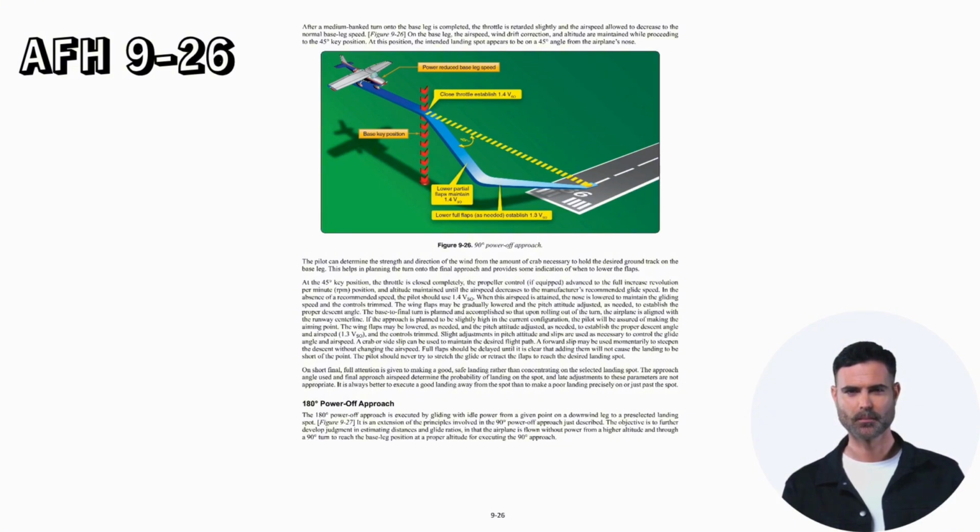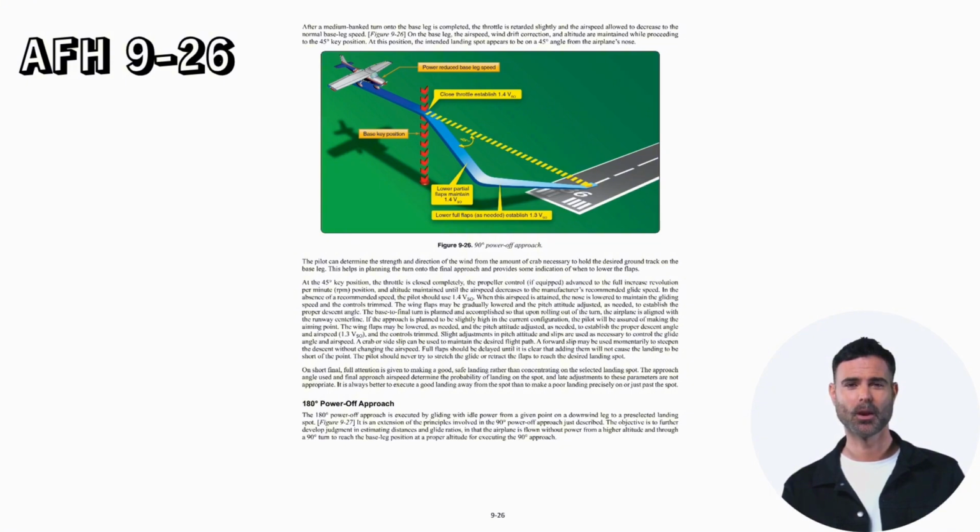Slight adjustments in pitch attitude and slips are used as necessary to control the glide angle and airspeed. A crab or side slip can be used to maintain the desired flight path. A forward slip may be used momentarily to steepen the descent without changing the airspeed. Full flaps should be delayed until it is clear that adding them will not cause the landing to be short of the point. The pilot should never try to stretch the glide or retract the flaps to reach the desired landing spot.